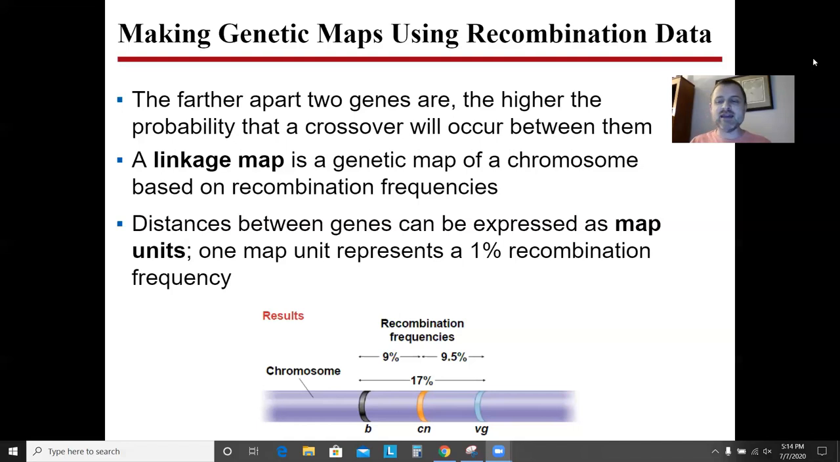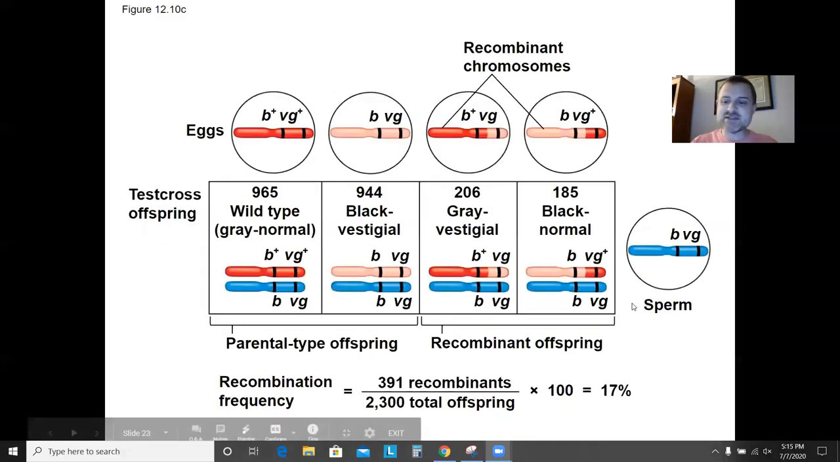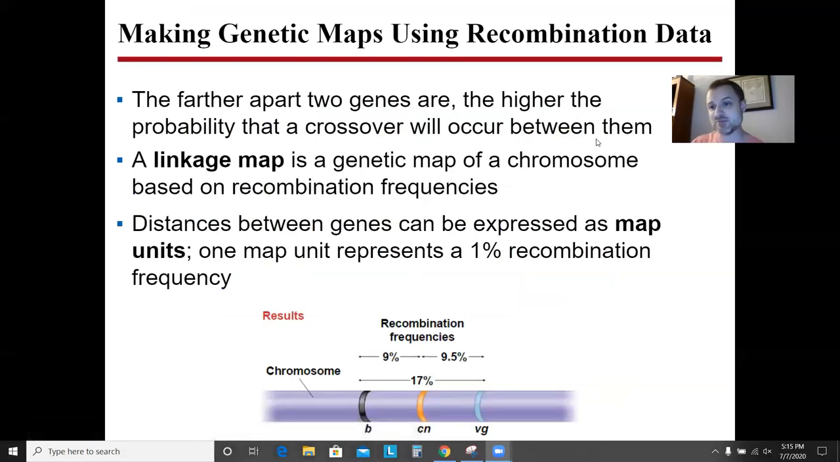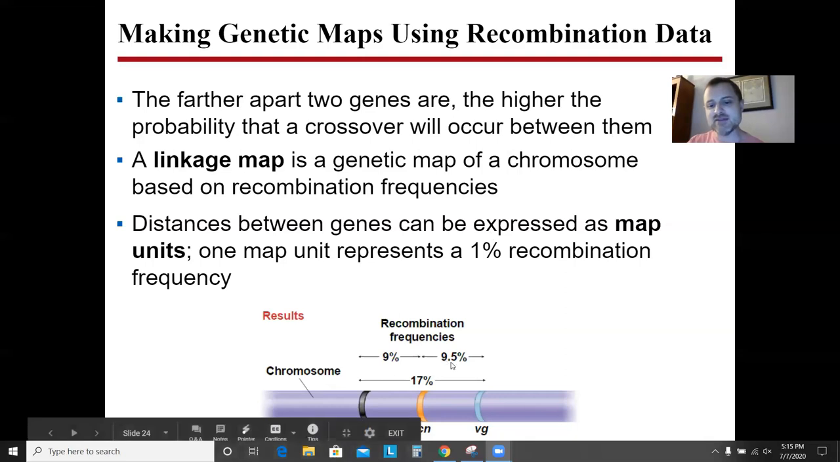Again, we're going to do these in class, but a 1% recombination frequency is one map unit. So the previous slide had a 17% recombination frequency, so those two genes are 17 map units apart. And notice I have the B, the CN, and the VG. B and the CN is 9%. CN and VG is 9.5%. Those add up more or less to 17. We're going to do some fuzzy math there. That's how you get linkage maps. You take the recombination frequency and try and map it out.